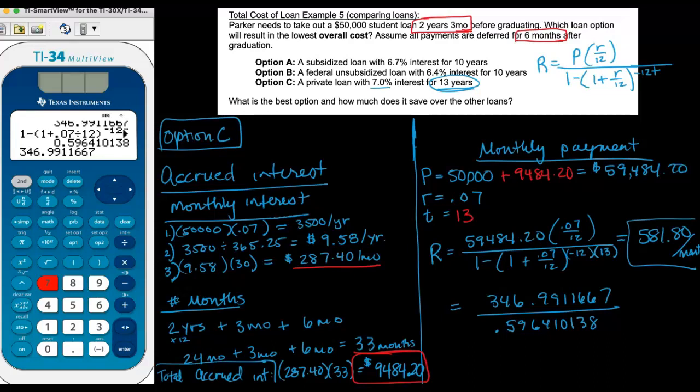And I'm going to use the answer key to make this a little bit faster. So divided by my previous answer, and I get the 581.80. So same thing I got before. So you've got two options there.